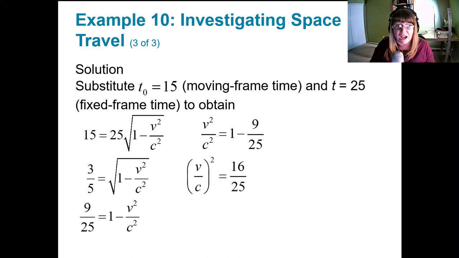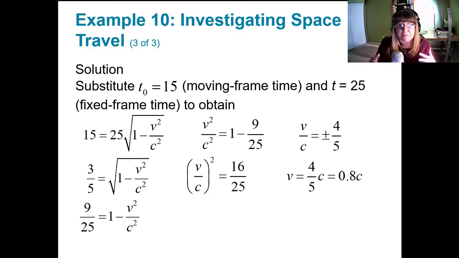Aha! We can take the square root of both of these. And because I took the square root, I have to say plus or minus on the right. So v over c equals plus and minus 4/5. Now, multiplying both sides by c, because this is speed, I really don't care about the negative 4/5. I'm really only worried about the positive 4/5. So our v, our velocity of the spacecraft, is 4/5 c. And if we get a decimal, that's 0.8 c.